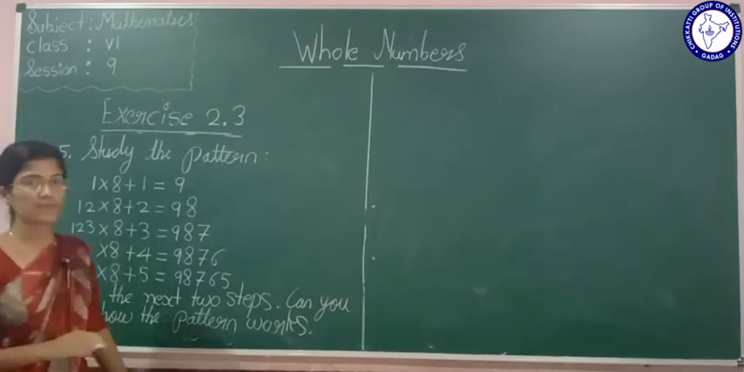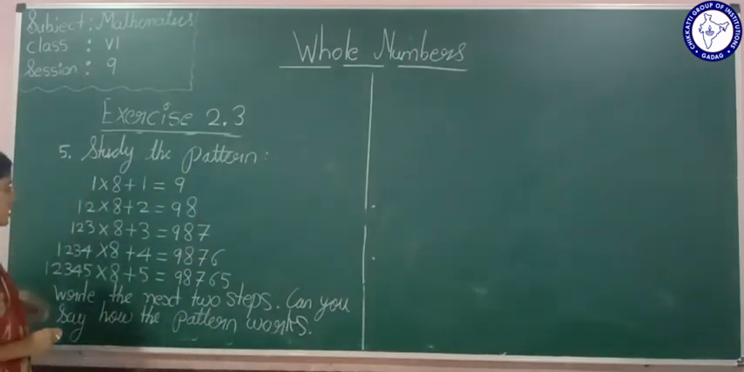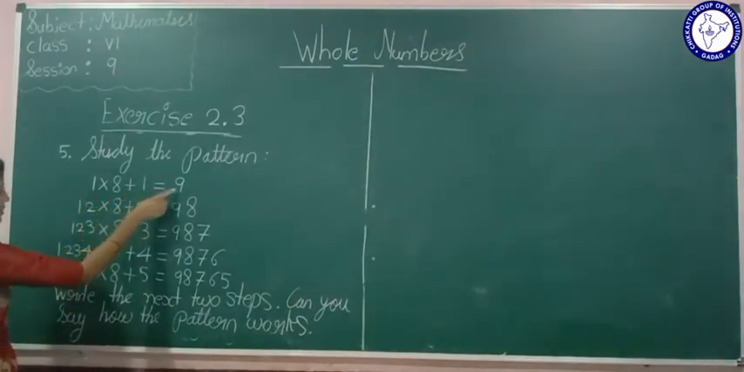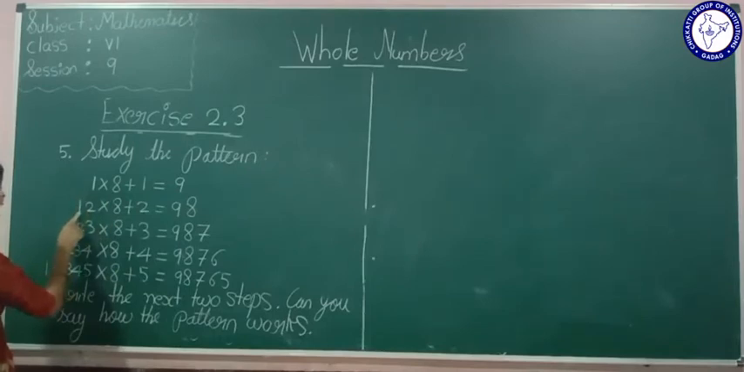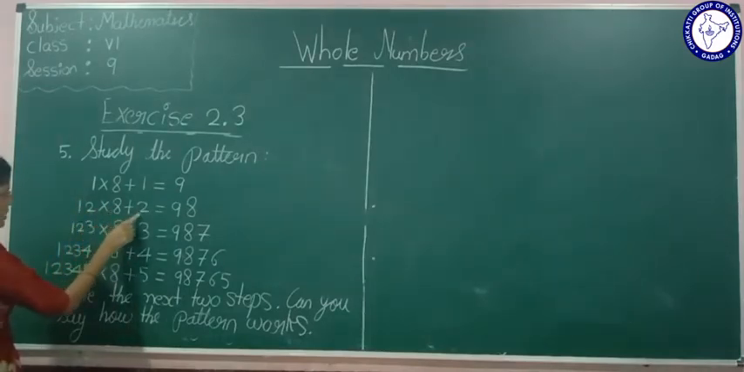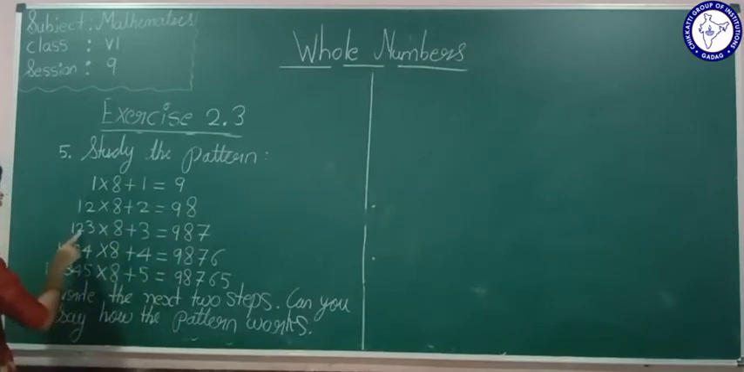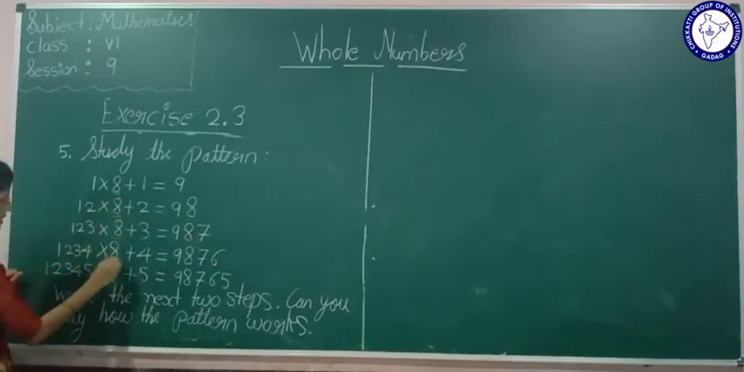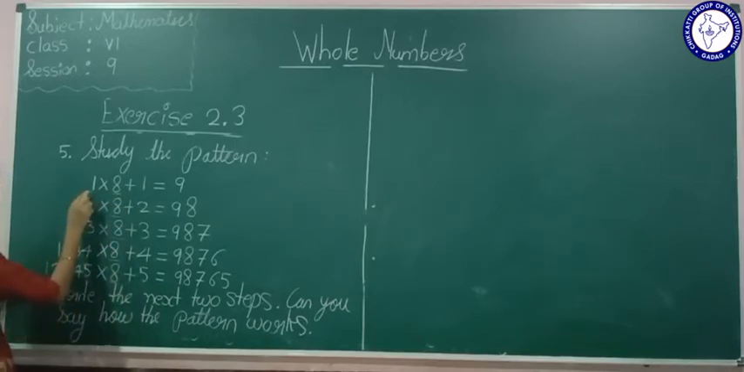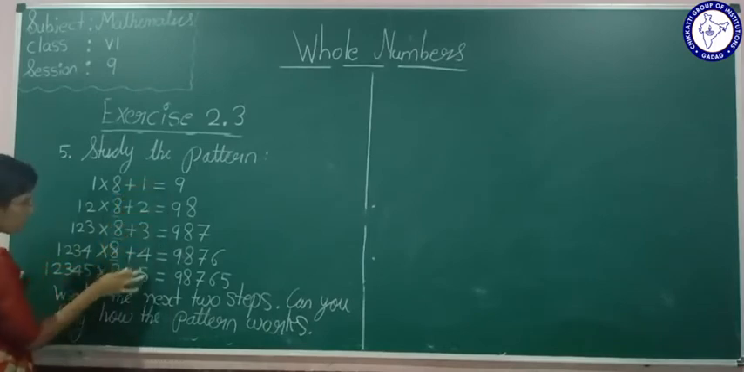Now see, students, study the pattern. Observe this pattern carefully. 1 multiplied by 8 plus 1 is equal to 9. 12 multiplied by 8 plus 2 is equal to 98. 123 multiplied by 8 plus 3 is equal to 987. Observe here, 8 is fixed, and the numbers are increasing: 1, 12, 123, 1234, 12345.